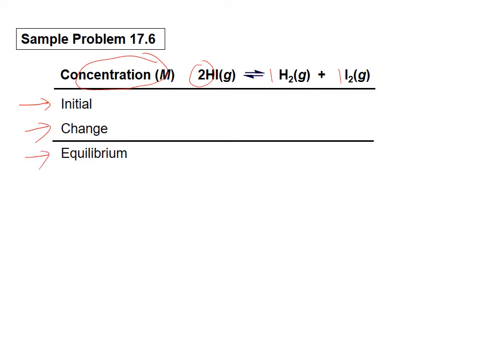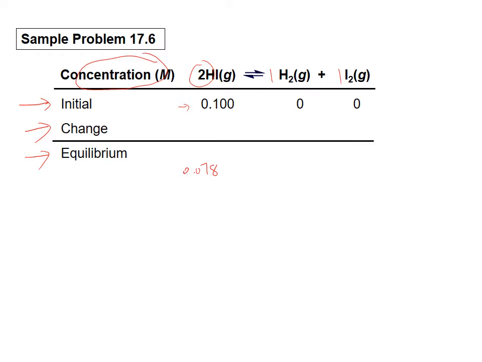What is given is the initial concentration of hydrogen iodide, which is 0.1. We just calculated it using number of moles divided by volume. And the hydrogen and iodine concentrations are 0. We also know the equilibrium: at equilibrium, we still have 0.078 molarity of hydrogen iodide left.